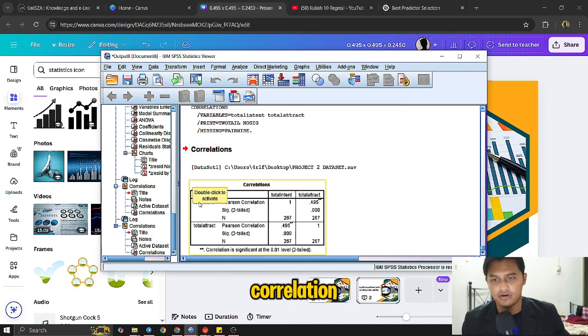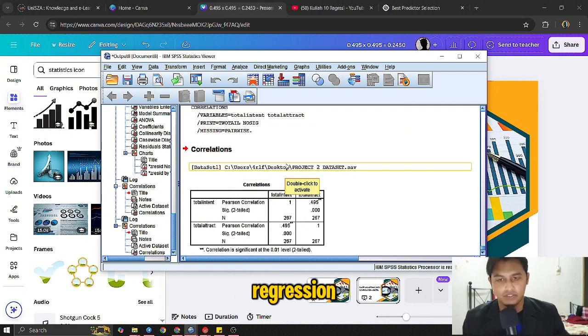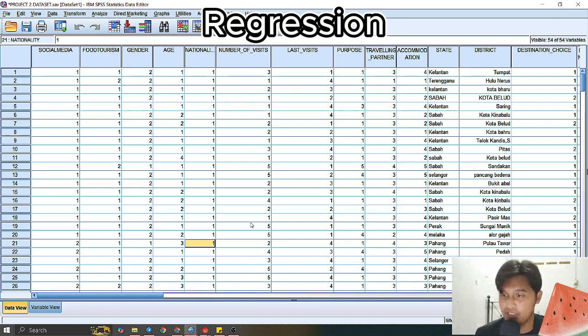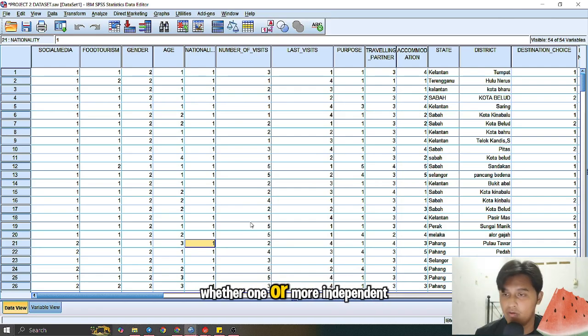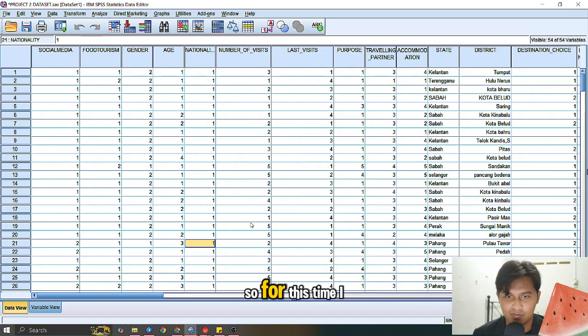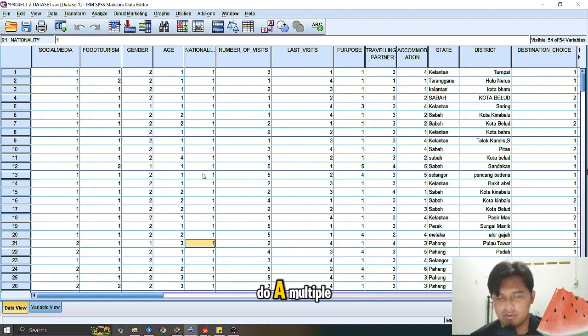So this is for the correlation. Now let's go to the regression. Regression is to test whether one or more independent variables significantly predict a dependent variable. This time, I will show you how to do a multiple regression.